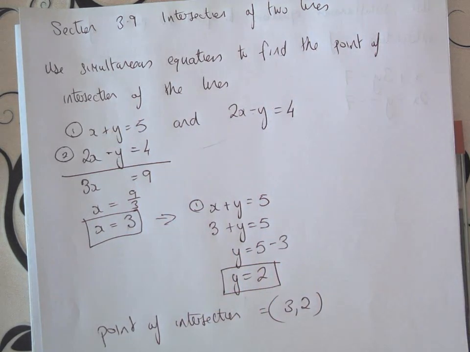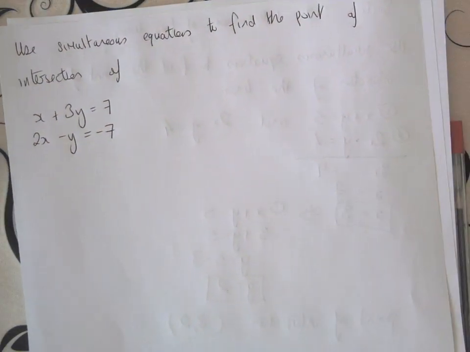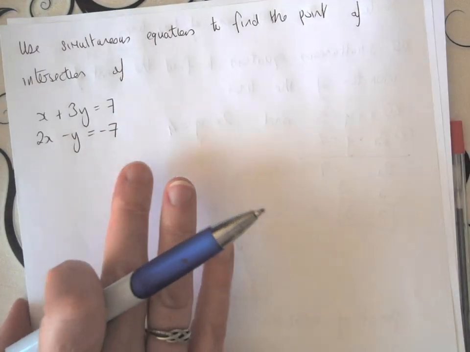Okay. So that one was quite straightforward because y was 1 and y was 1 here, and 1 was a plus and 1 was a minus, so there wasn't much to do. So let's look at one that's slightly different. Use simultaneous equations to find the point of intersection of these 2 lines.